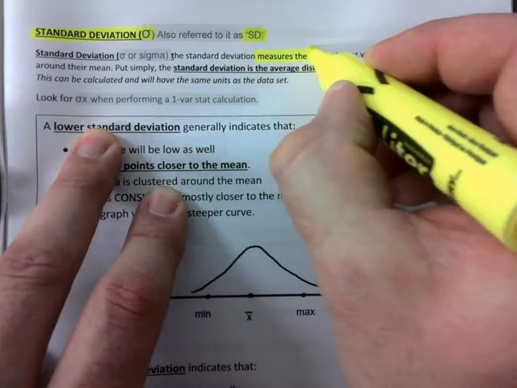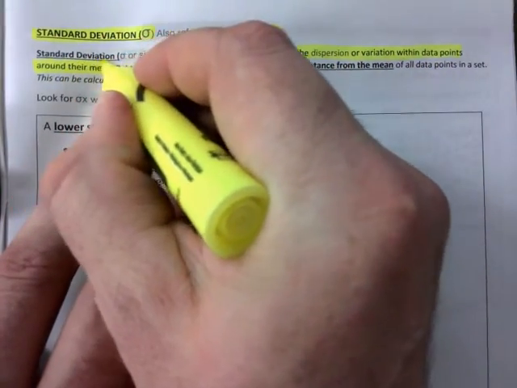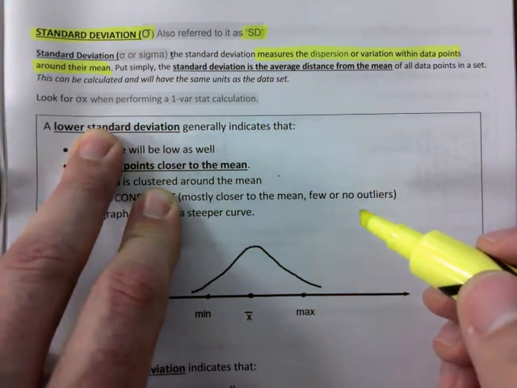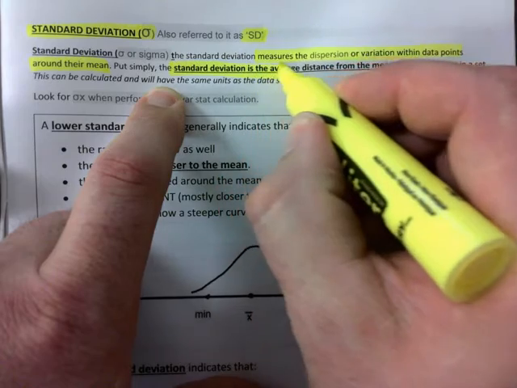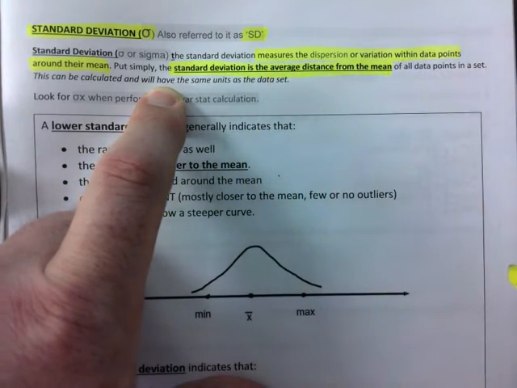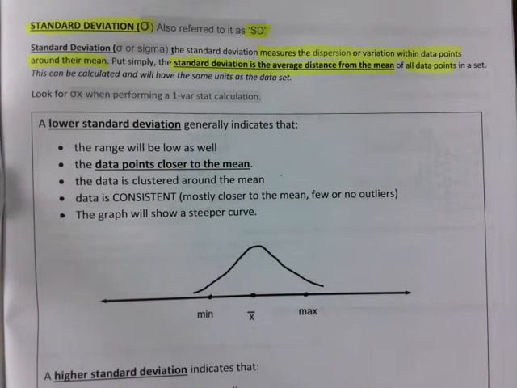It measures the dispersion or variation within data points around the mean. Put simply, I hope this makes it easier, standard deviation is the average distance from the mean of all data points. So if you took all the data points, it will tell you how far away they are from the mean on average.